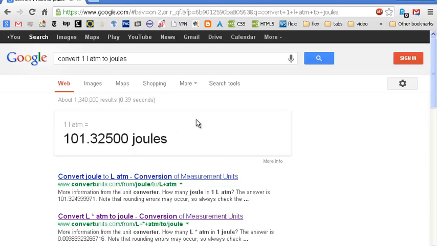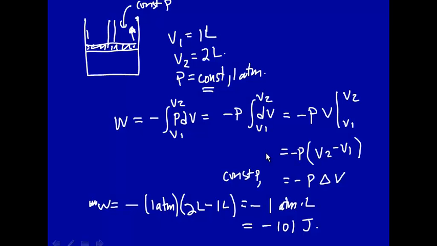See, pretty soon this Google will be plugged into our brain and we'll no longer have to think. It'll do the thinking for us. Okay, so there it is. That's how you calculate for constant pressure and a change in volume. How you calculate the work done on the gas or by the gas is just minus P dV, or P delta V. And for this particular case, the work done is minus 101 joules.